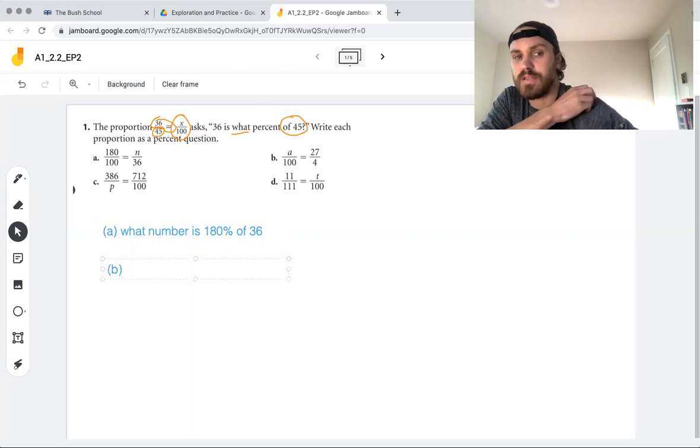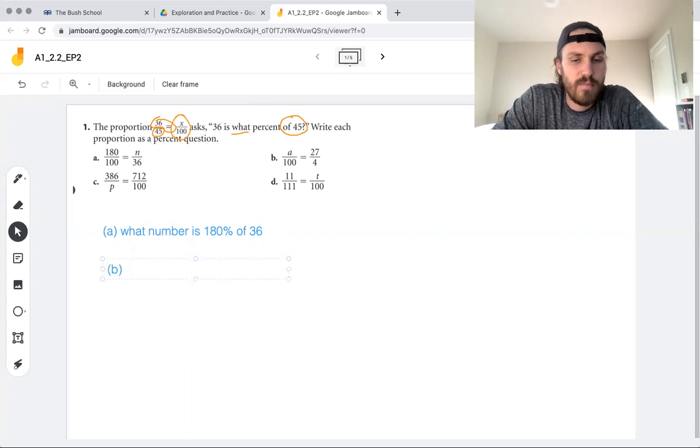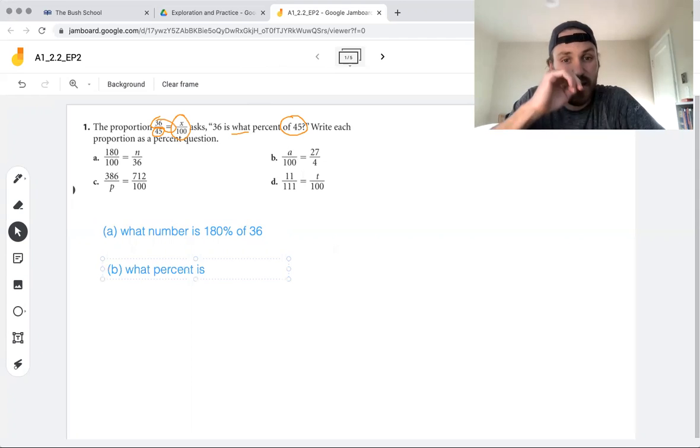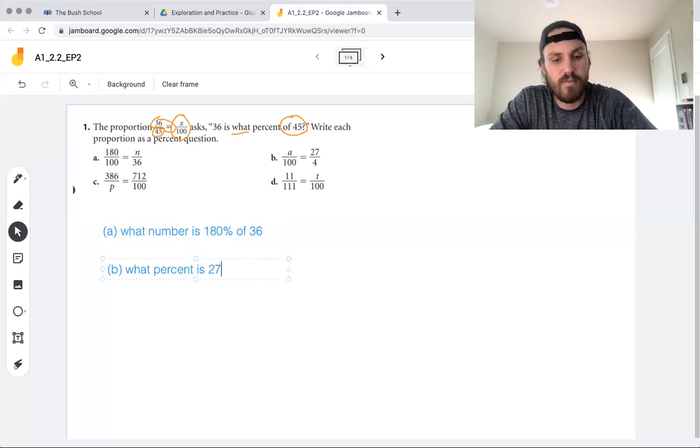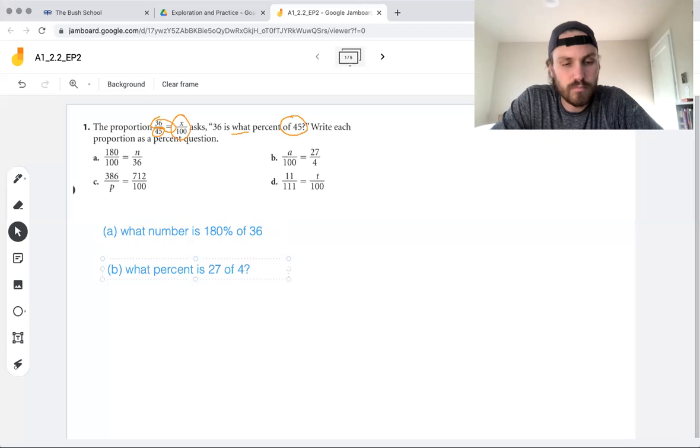Okay, so hopefully you paused it, you wrote something down. So something I am noticing is the A over 100, and that is what percent, right? Because we don't know what percent it is. It's not 20%, it's not 60%, it's what percent. So I'm going to write down what percent. Then I'm going to write is, because that's the equal sign. And then I'm going to write 27 of 4.